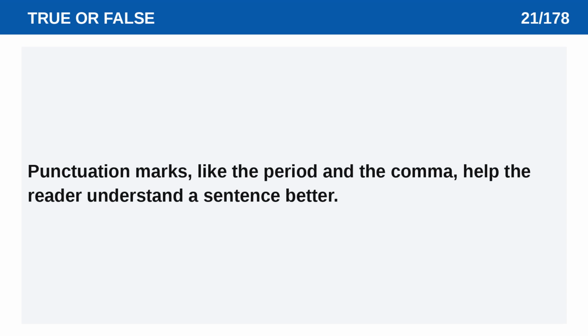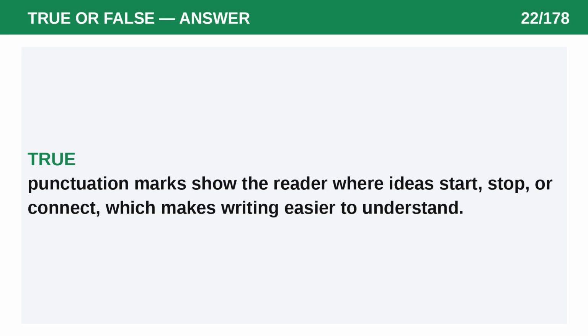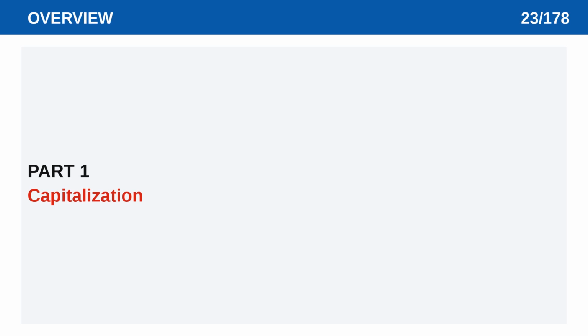Punctuation marks, like the period and the comma, help the reader understand a sentence better. That's true. Punctuation marks show the reader where ideas start, stop, or connect, which makes writing easier to understand. Good. Now that we know what a letter, a word, a sentence, and punctuation are, we can begin the real lesson. Let's start with capitalization.